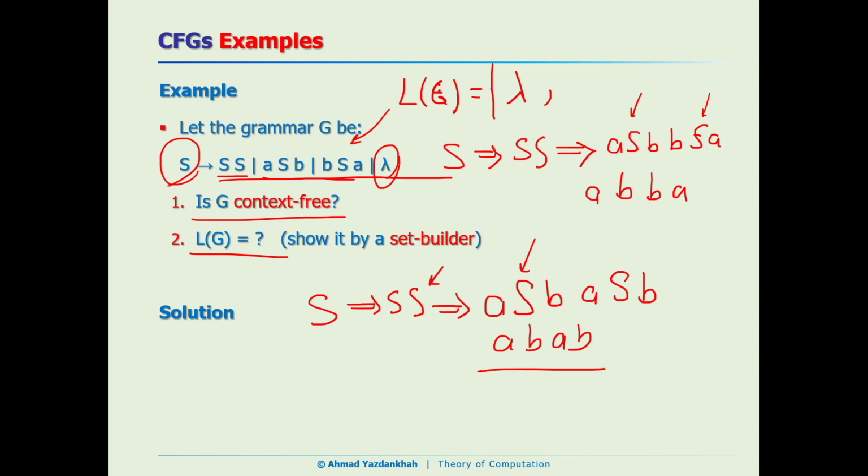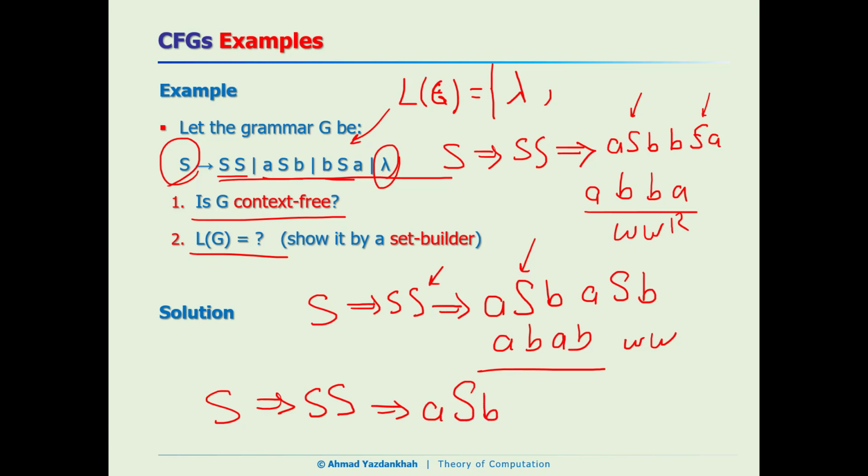All right. So it can be any combination of both of them. I mean WW or WW reverse. Is this the case? Yeah, we need more investigation. So S goes to SS, and then we can have ASB, ASB again. And now let's put this as an ASB again. It will be BB. So for this one, let's say it's BSA.